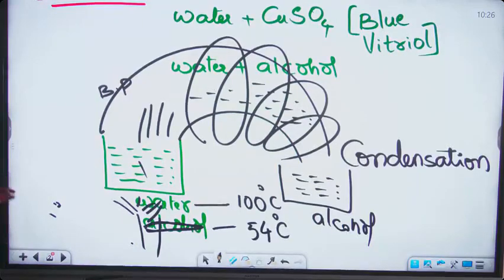Distillation method involves vaporization followed by condensation.